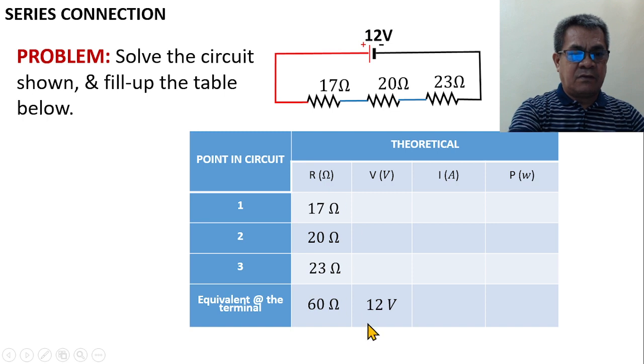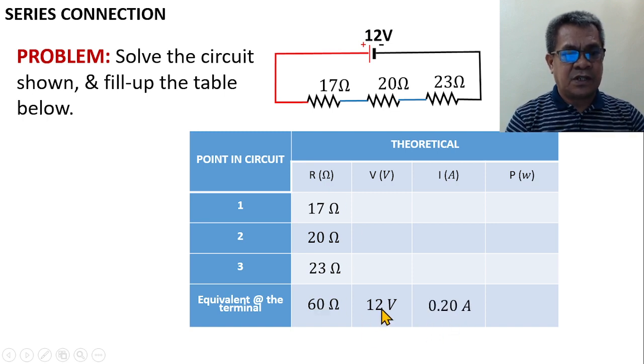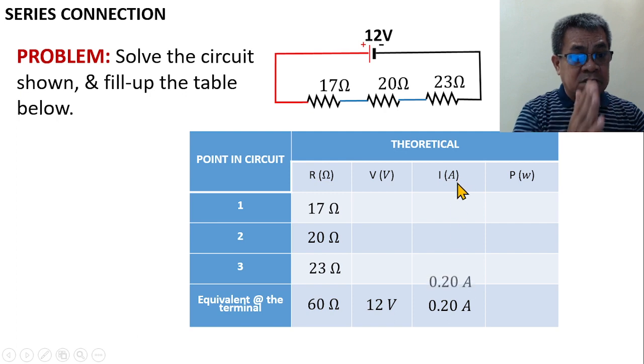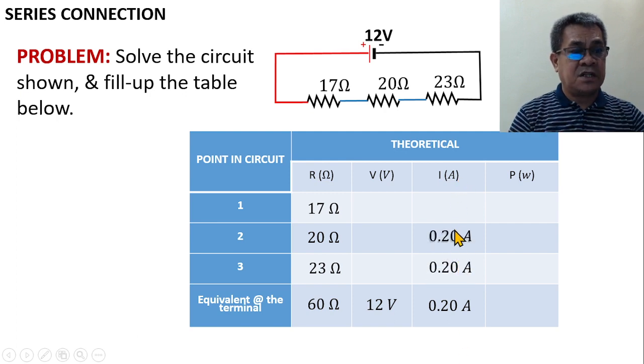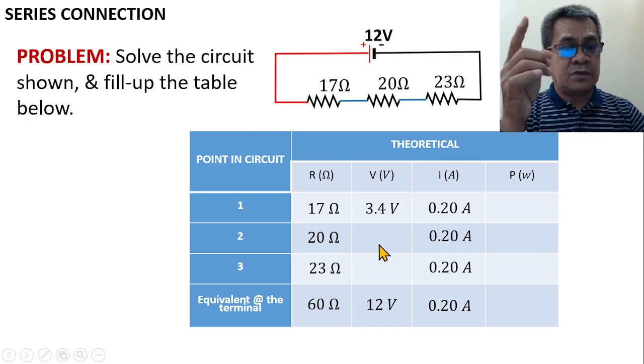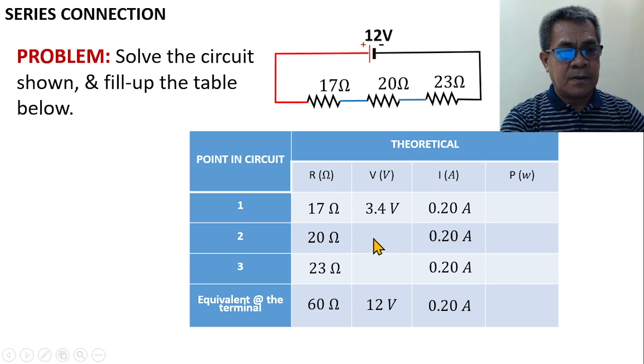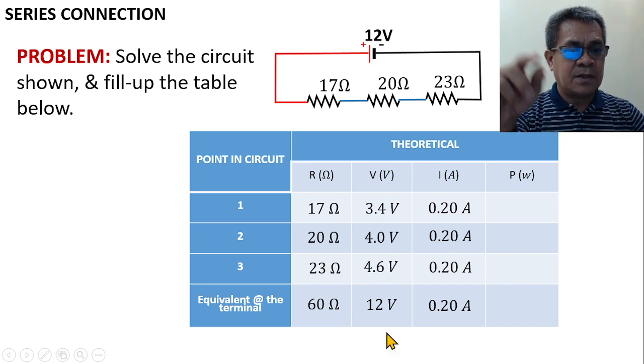Then since we have these two quantities, we can easily solve for I because of Ohm's law. So you can divide 12 by 60. After that, since they are in series, all current must be the same. Since we have I and R, we can solve for voltage using Ohm's law.